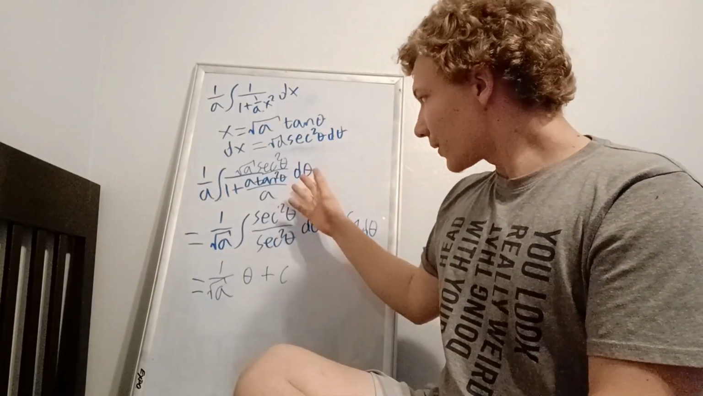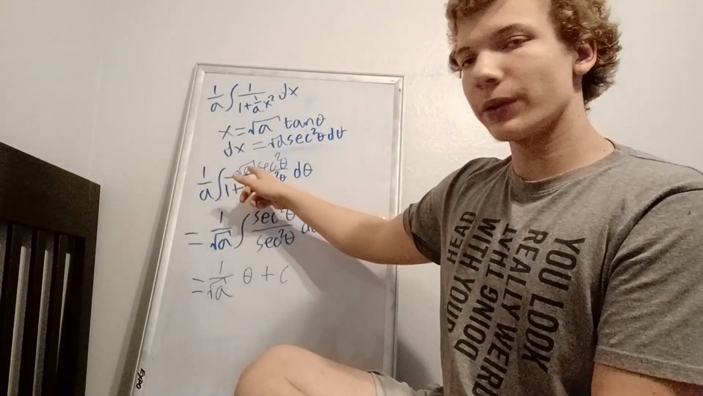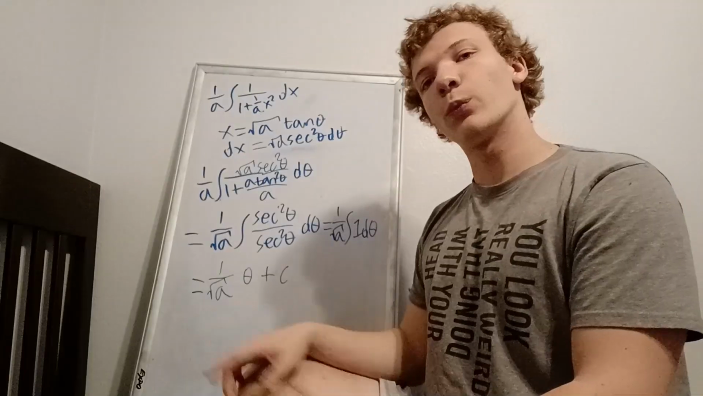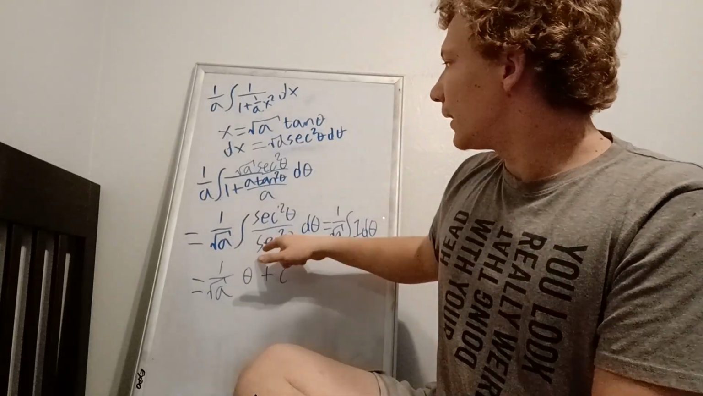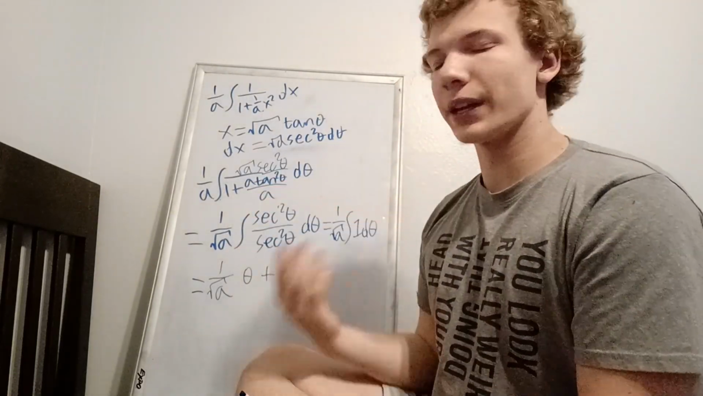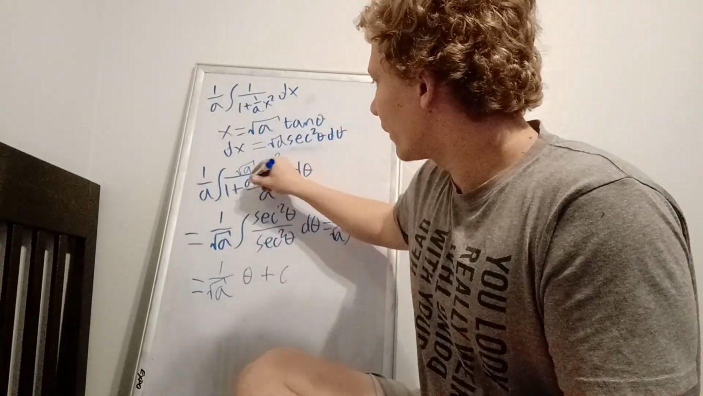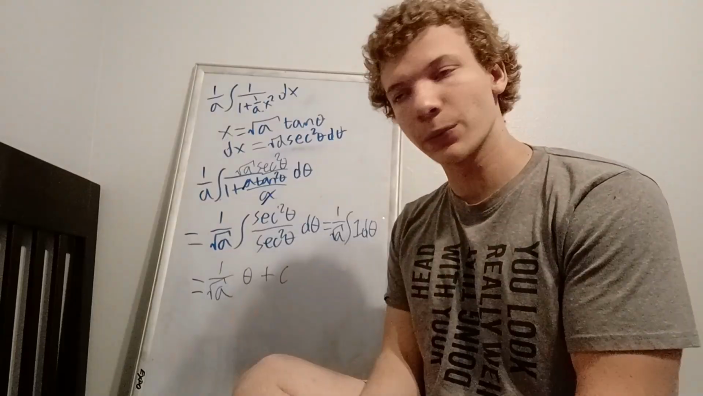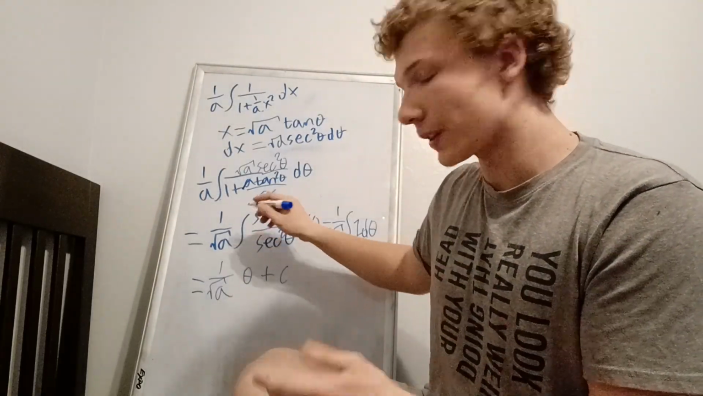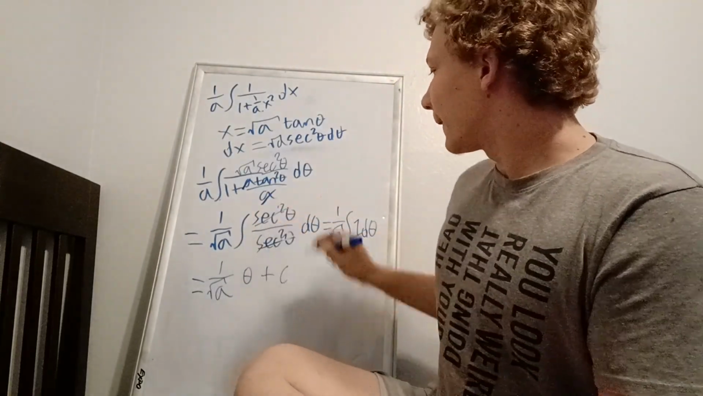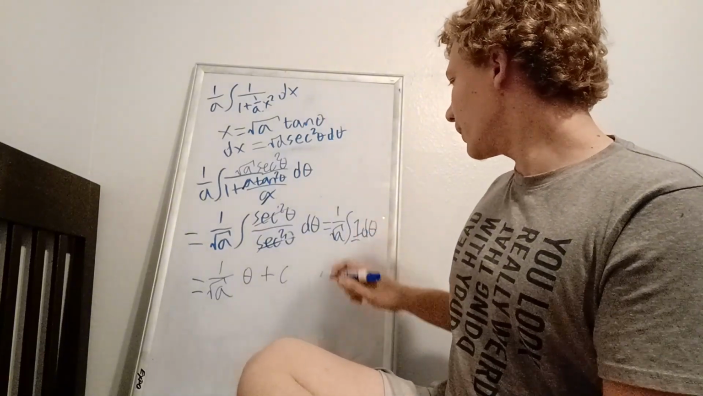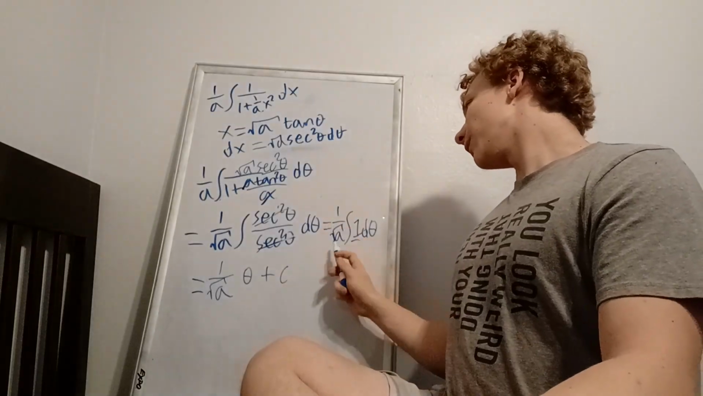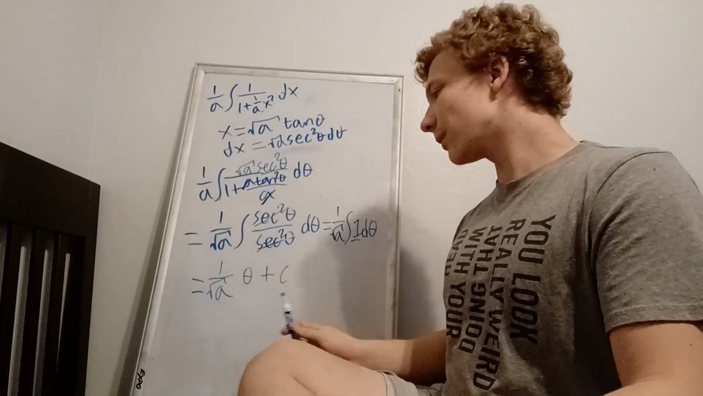Now, we can simplify this. First of all, this square root of a can come in front, and the coefficient in front of the integral will become 1 over root a. And then this a over a will cancel to just be 1. You don't have to worry about that. And we'll be left with 1 plus tangent squared. 1 plus tangent squared, of course, is secant squared theta, sorry. This, of course, becomes just 1. And then the integral of this is going to be 1 over root a times theta plus c.